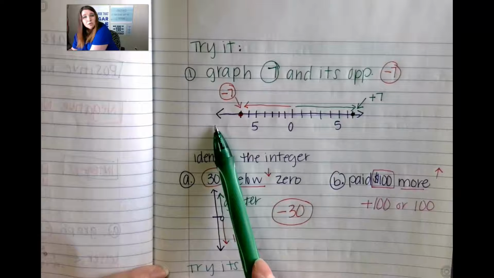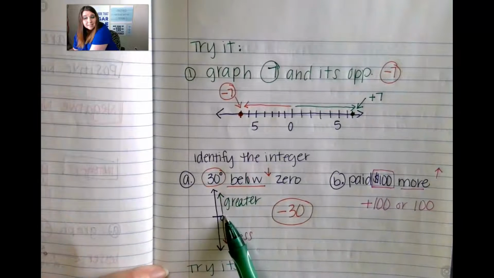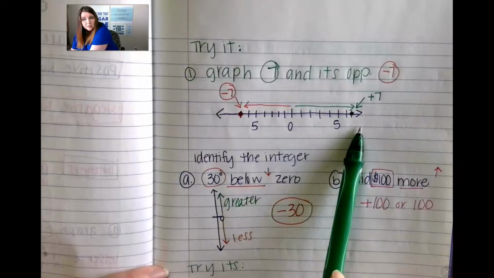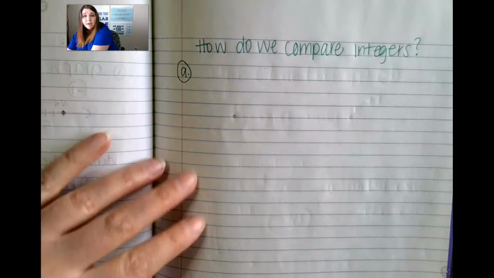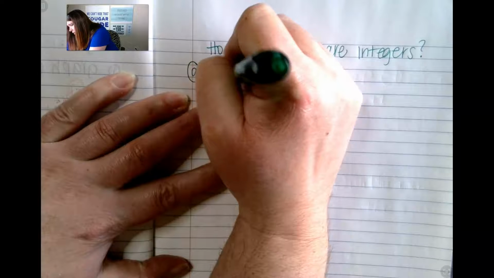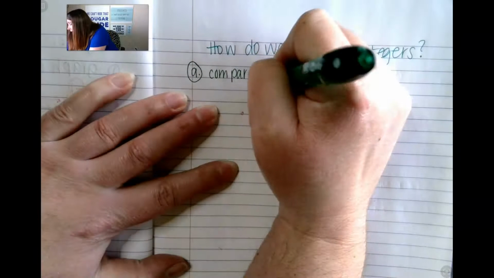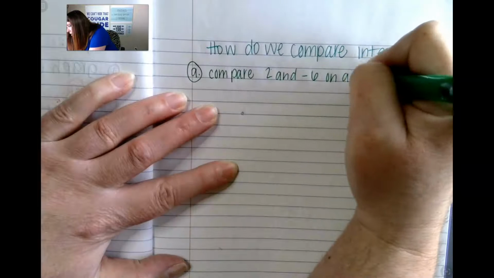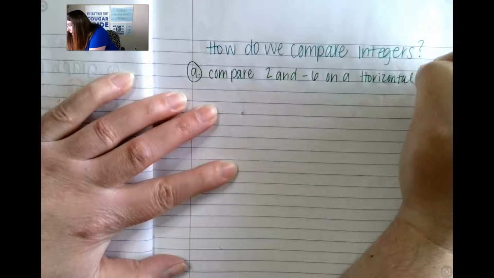So today we're going to be using this idea of numbers below zero as less, and numbers above zero or to the right of zero as more or greater, so that we can compare them to each other. Our first question says to compare 2 and negative 6 on a horizontal number line.